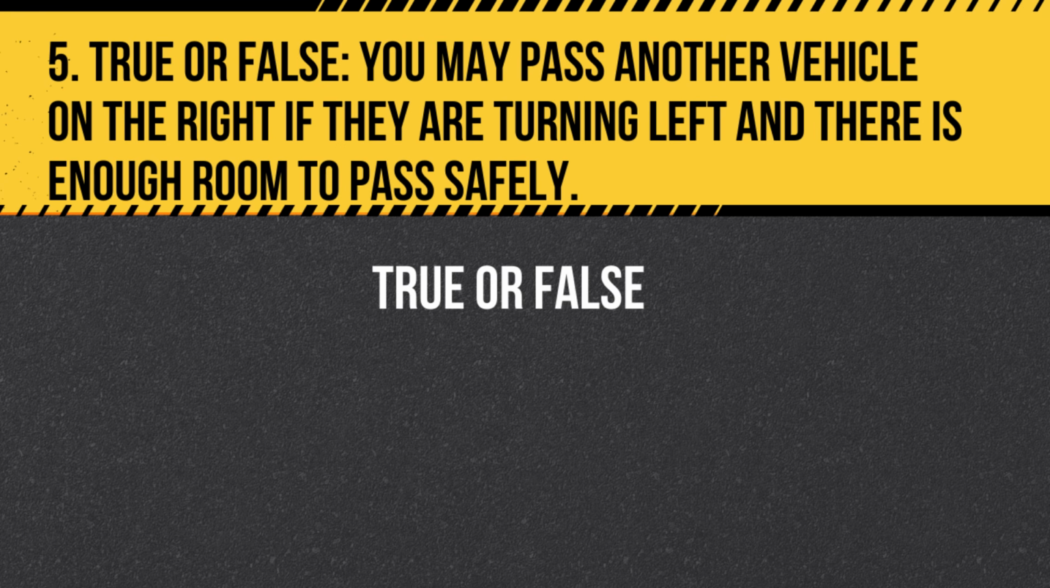Question 5. True or false? You may pass another vehicle on the right if they are turning left and there is enough room to pass safely. Answer. True. You may pass on the right if the vehicle in front is turning left and there is enough room to pass safely, as long as you don't drive off the roadway.